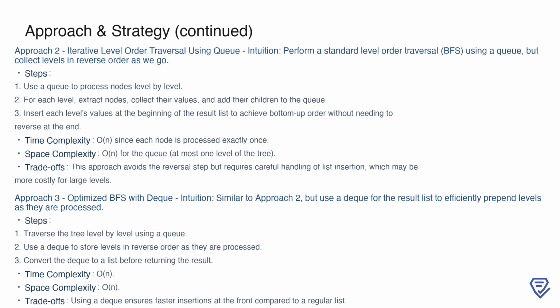The time complexity remains O(n), as each node is processed exactly once, and the space complexity is O(n) for the queue, which holds at most one level of the tree at a time. The trade-off here is that inserting at the beginning of a regular list can become costly for large levels, so careful handling is required to maintain efficiency.